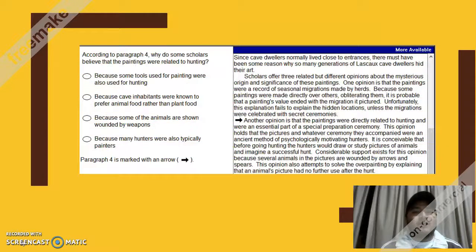So here we have some example. In this case, we have the reading text on the right side and the question on the left side. You can see the question starts saying, according to paragraph 4, why do some scholars believe that the paintings were related to hunting? So these words, according to paragraph 4, are the clue that we can see, and we are going to notice that it is a factual information question that we have in this part of the reading test.